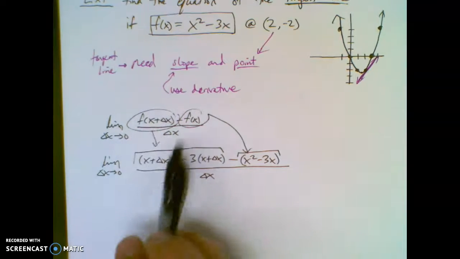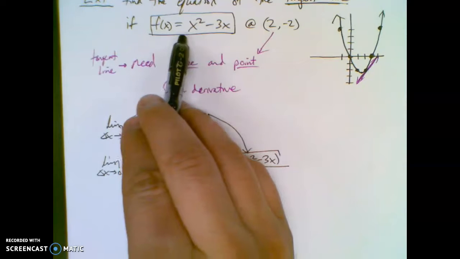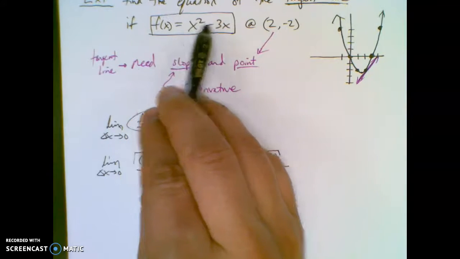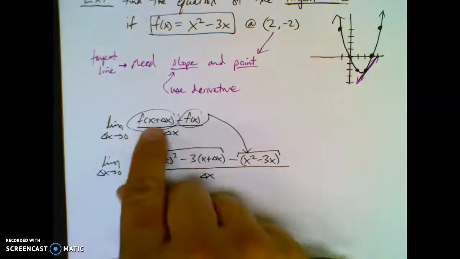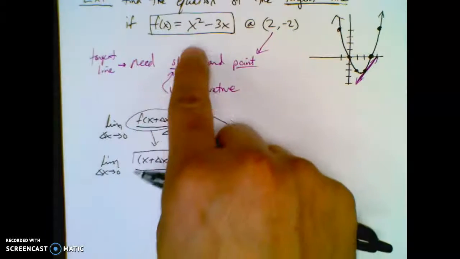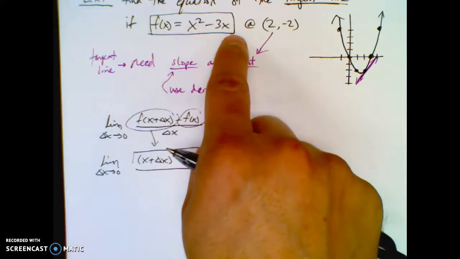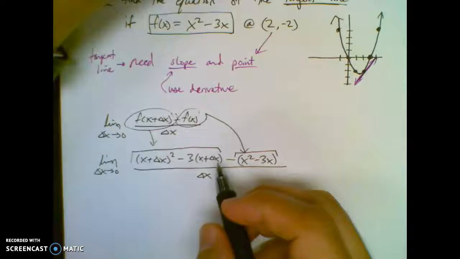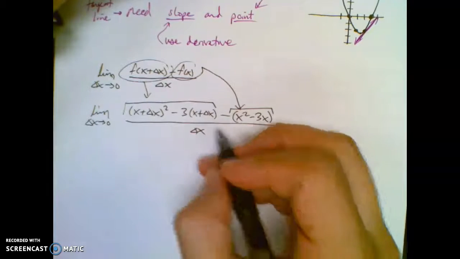X plus delta x is just filling in here as if it were a number. If it was a number 8, I would put an 8 there and an 8 there. But it's not an 8. It's ugly. It's x plus delta x. So I put an x plus delta x there and an x plus delta x there. And I do it. All right, now it's FOIL time.